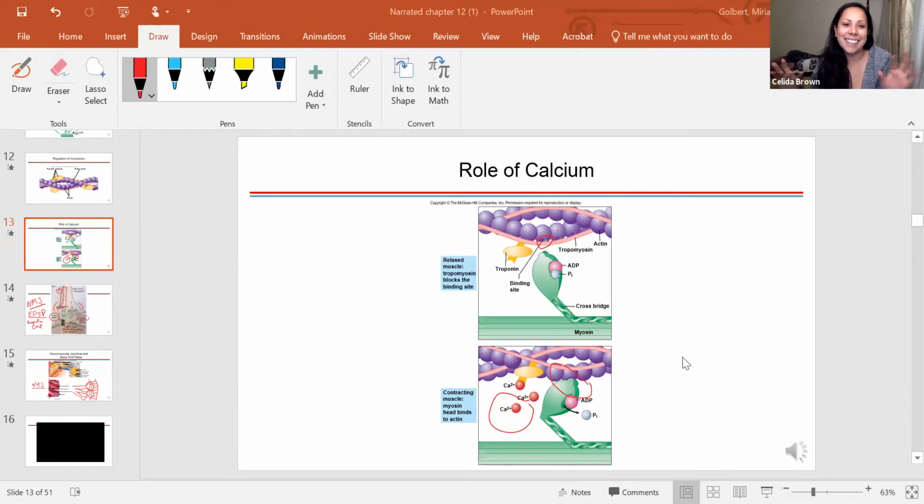Is that okay? And what happened to calcium? Oh, calcium. I don't remember this part, sorry. Calcium is pumped back into the sarcoplasmic reticulum.